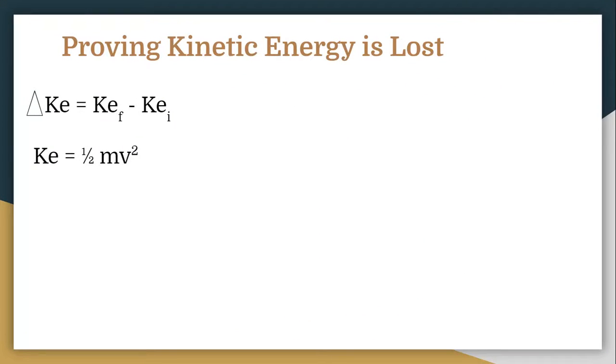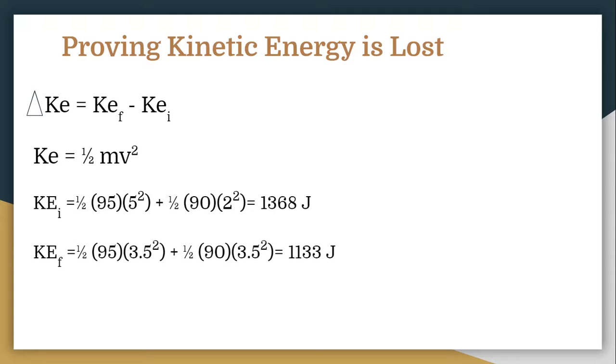Using the same problem as before and the same numbers we calculated, I'll be proving how kinetic energy is lost in perfectly inelastic collisions. The formula to calculate the change in kinetic energy is KEF minus KEI. Kinetic energy is found by doing 1/2 mv squared. So first I'll be using mass 1 and mass 2 with V1 and V2 in order to find the kinetic energy initially, which equals 1368 joules.